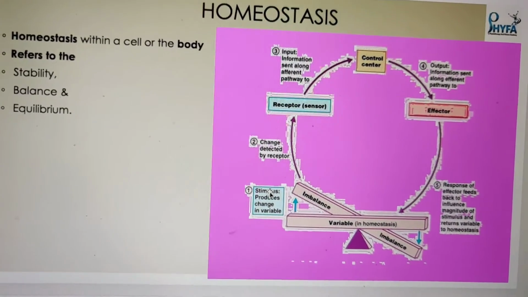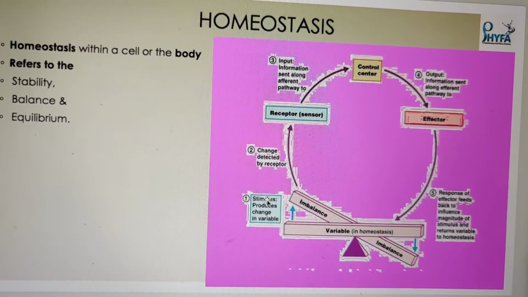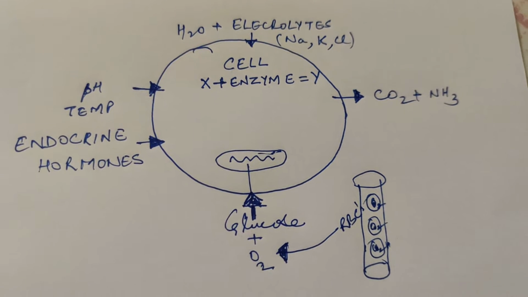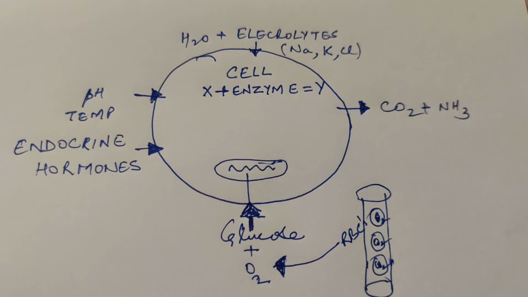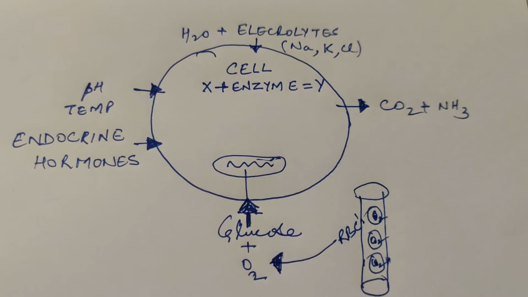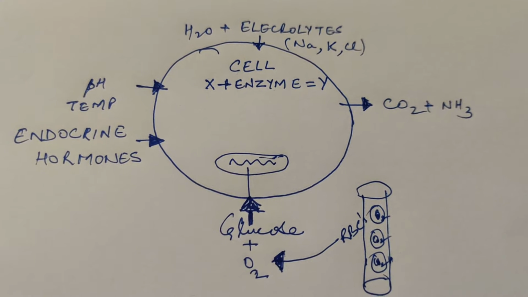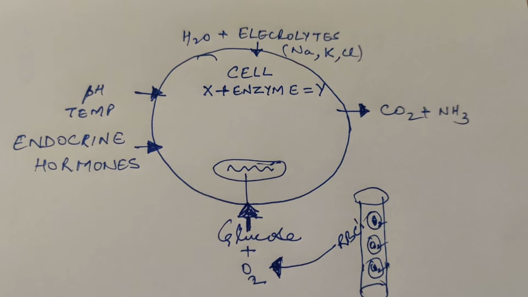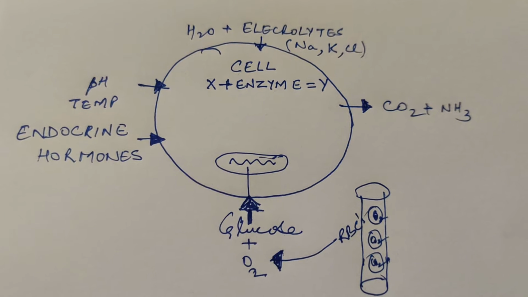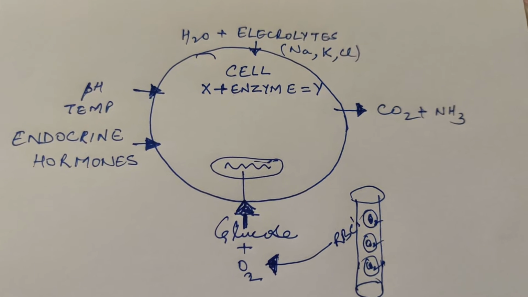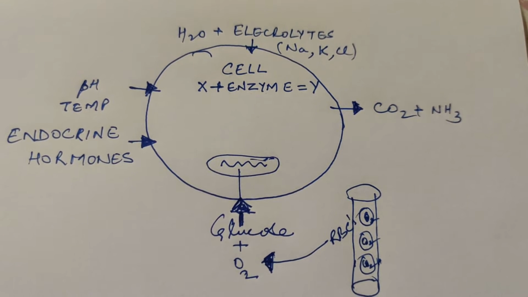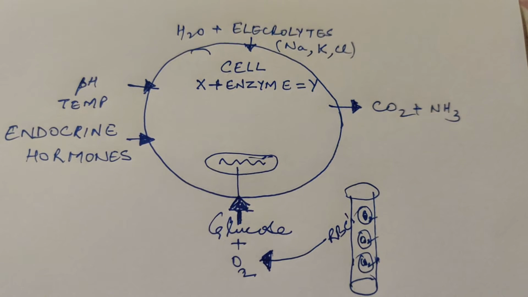Now let's see what actually happens inside the cell. See, in this diagram you can see X plus enzyme is equal to Y inside the cell. What is this? Inside a cell there are a lot of chemical reactions which are taking place, and for these chemical reactions to move smoothly, we need some enzymes. And to have these enzymes, we have to make sure that these enzymes are in correct amount, neither more nor less. Now to take care of this, we need a balance of our acid and alkaline, that is our pH, as well as the temperature for the enzymes to carry on these chemical reactions inside this cell.